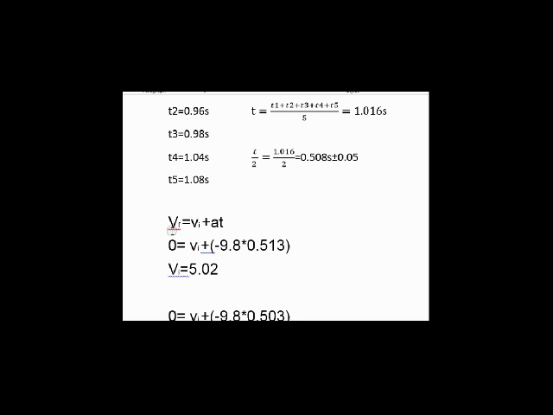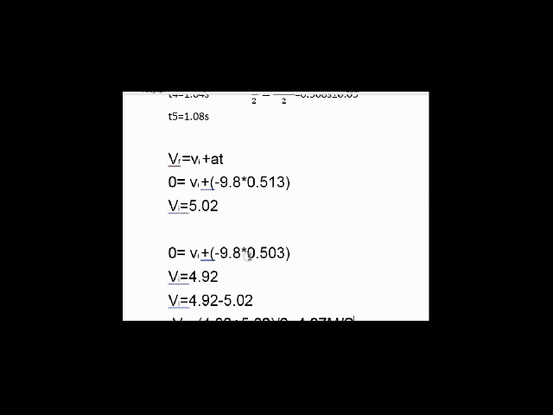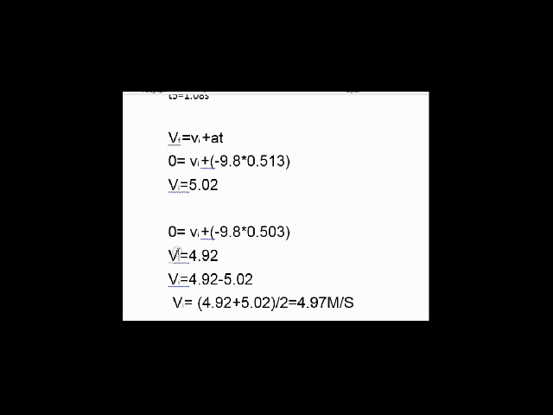So now we know the final velocity. We can use this formula. We know the final velocity is 0 and the acceleration is minus 9.8 and the maximum time is 0.513 seconds and the minimum time is 0.503. So we can use these two equations to get the maximum initial velocity is 5.02 and the minimum initial velocity is 4.92.